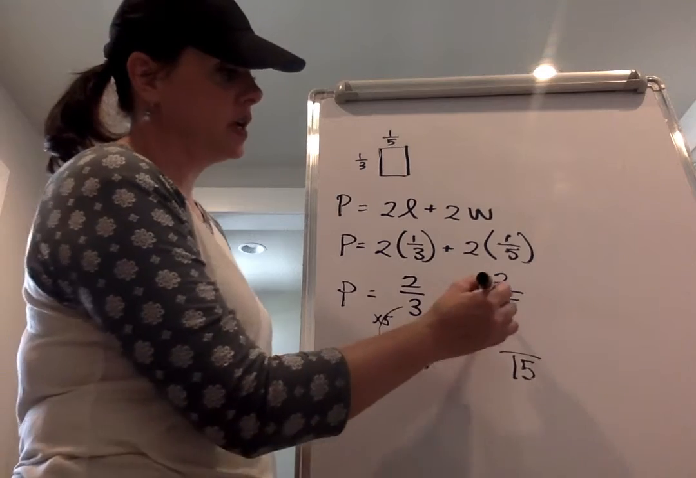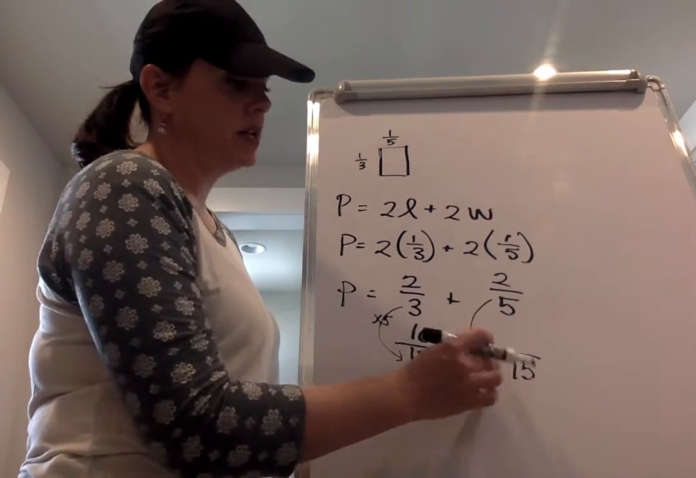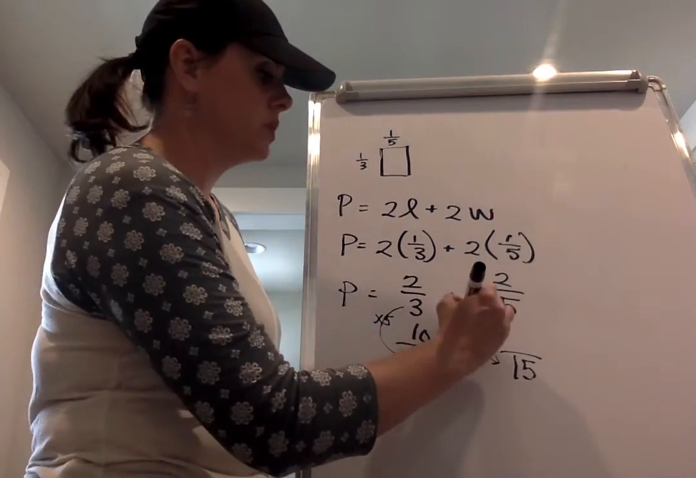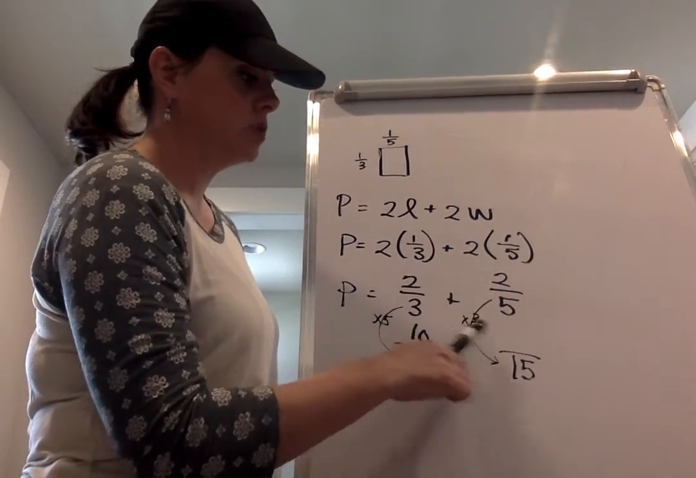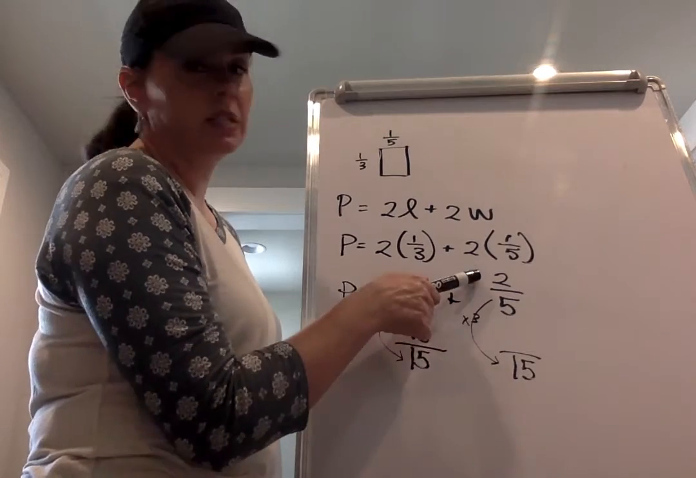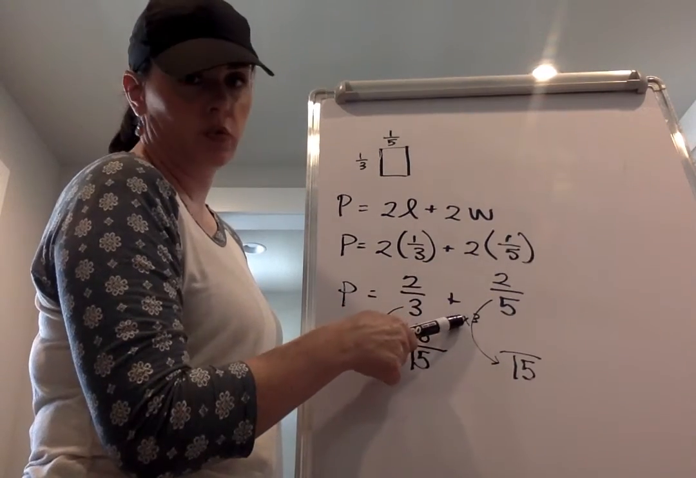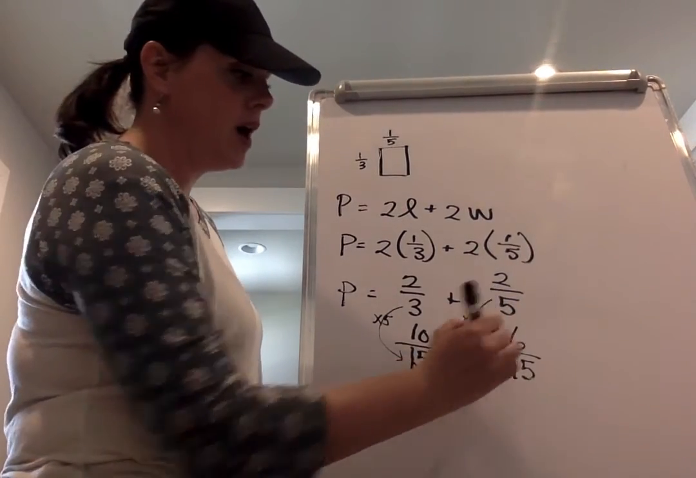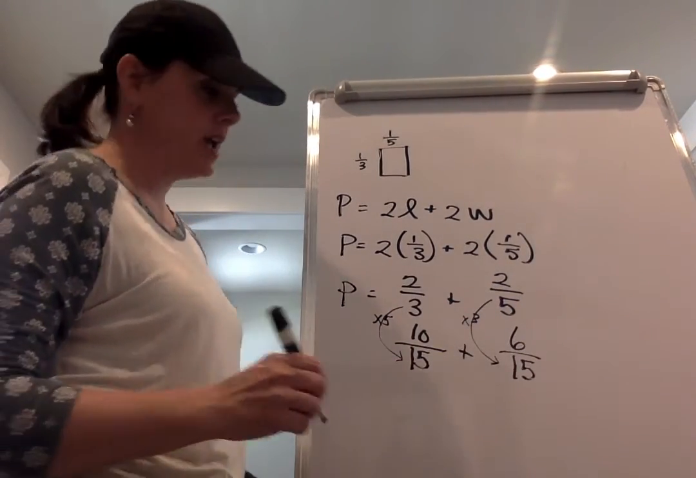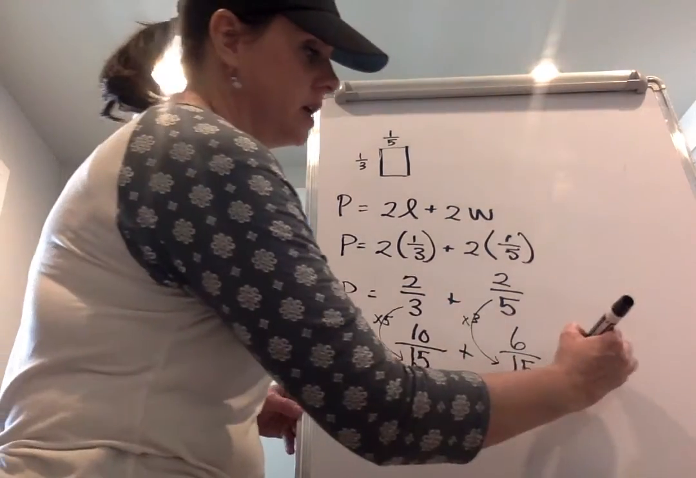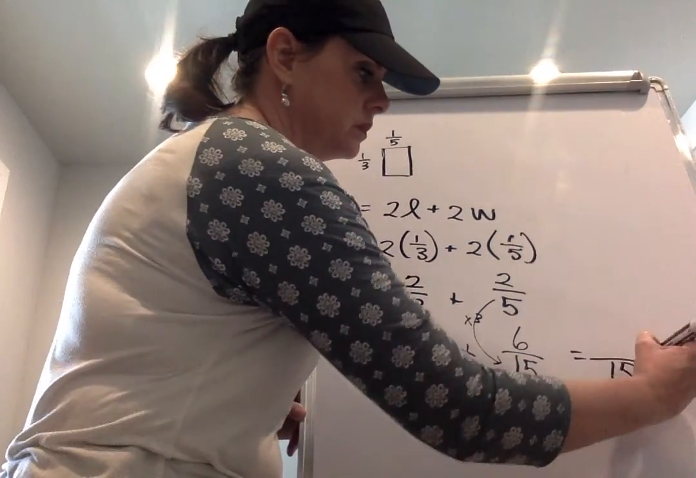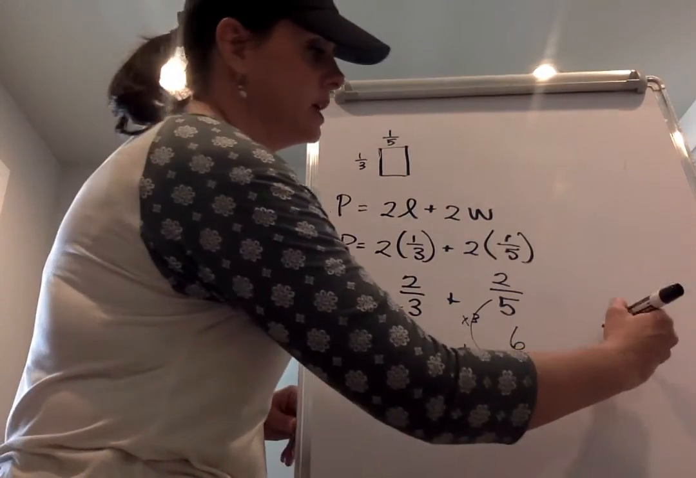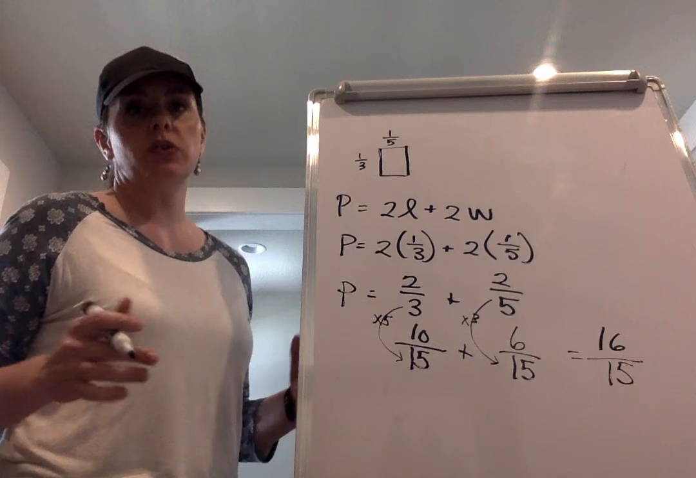Let's do the same thing over here. 5 times what is 15? How do I get from 5 to 15? Multiply by 3. So 5 times 3 is 15. Now I do the same to the top. 2 times 3 is 6. There we go. Now we can add these together. We keep our same denominator, and then we add the numerators. 10 plus 6 is 16. So our answer is 16/15.